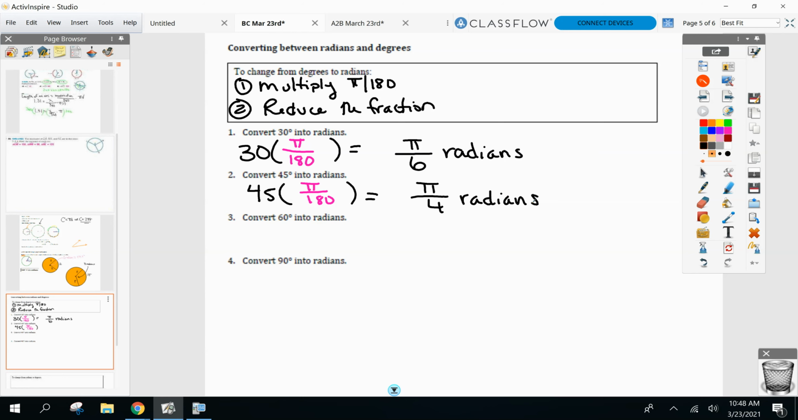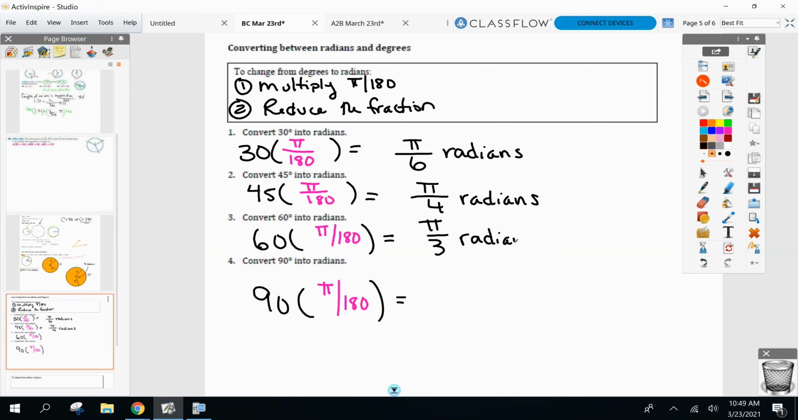All right, 60 and 90, go ahead. So hopefully you guys got, for 60 degrees, pi over 3 radians. I'll let you finish up for 90 degrees.